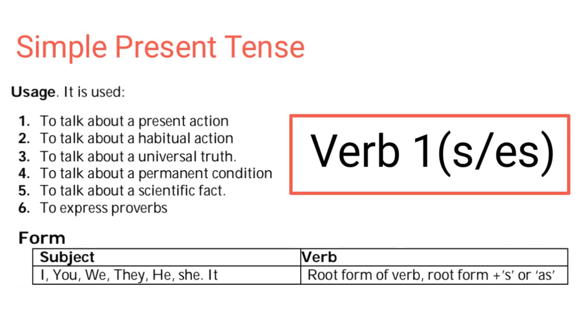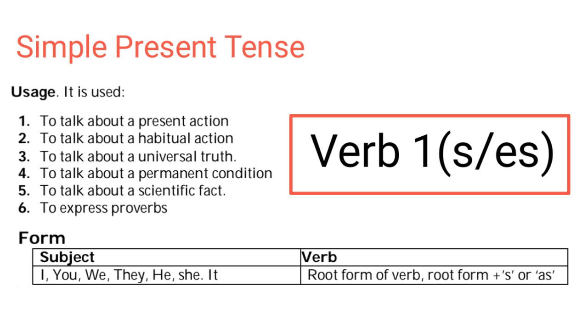Its usage. It is used to talk about a present action, to talk about a habitual action, to talk about a universal truth, to talk about a permanent condition, to talk about a scientific fact, to express proverbs. And its form is subject plus the root form of the verb. Sometimes the root form plus s or es can be used. So we can look at an example for each of these usages.